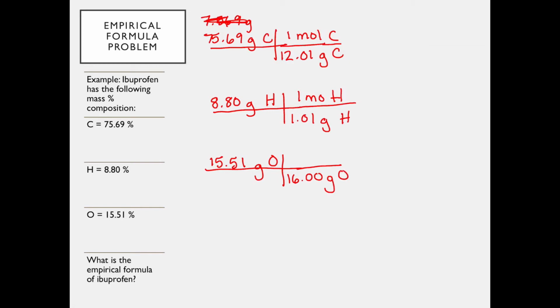So for each one of these, I'm taking the molar mass of that element from the periodic table, and I'm turning it into moles of our element. So if we go through and we, you know, multiply the top, divide the bottom for each one of these, and remember, keep your sig figs because they'll help you out.